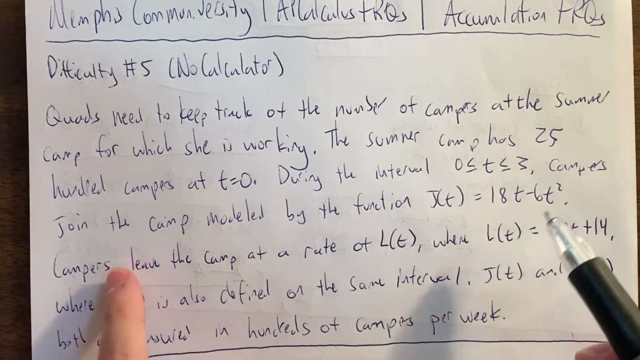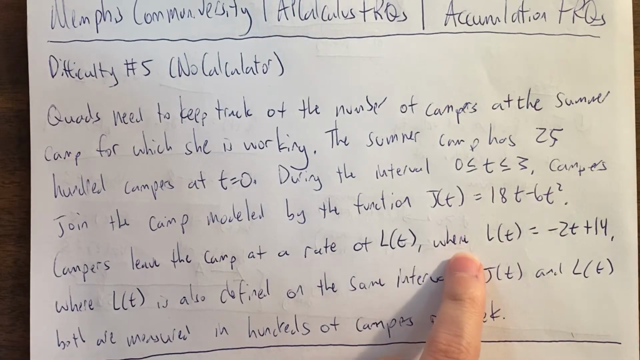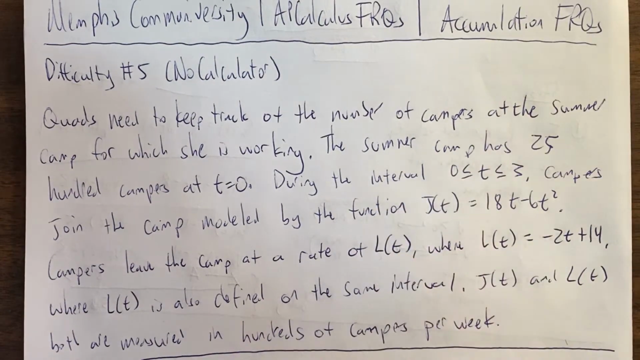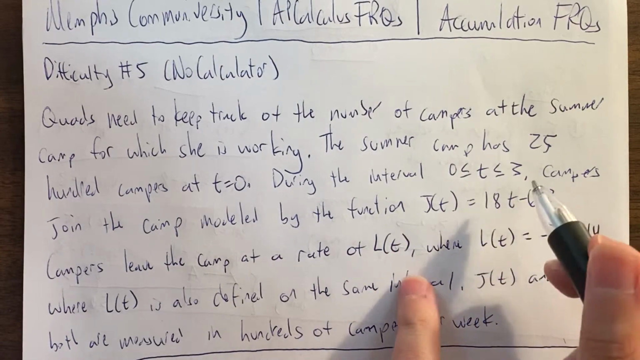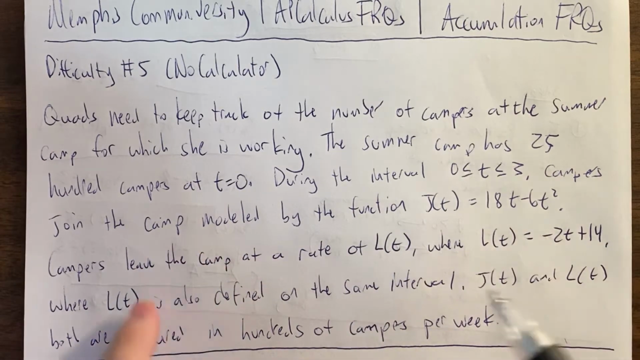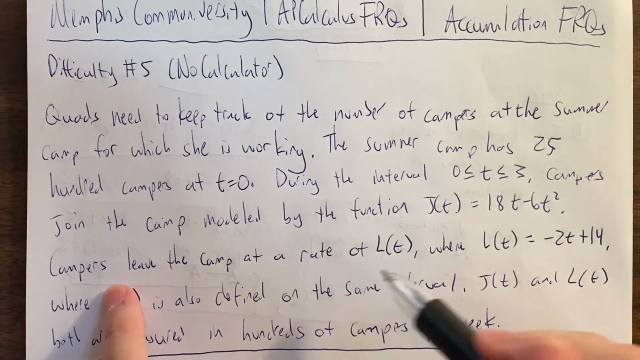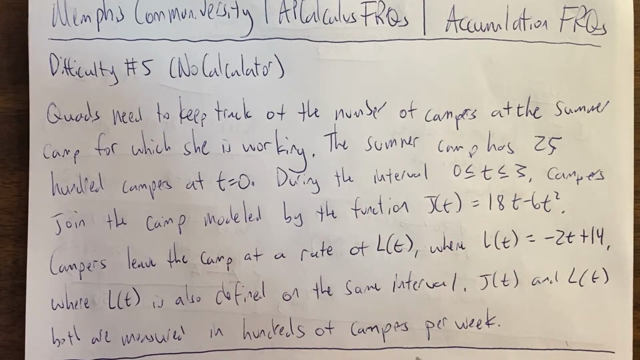It's nice to be able to glean information from a paragraph while we're trying to notice what the most important thing is. So in rate-in, rate-out FRQs, which are an example of accumulation FRQs, the rate in is important. So the rate that the campers are joining the camp. And then how fast they're leaving as well, the rate out. The units of these are hundreds of campers per week.